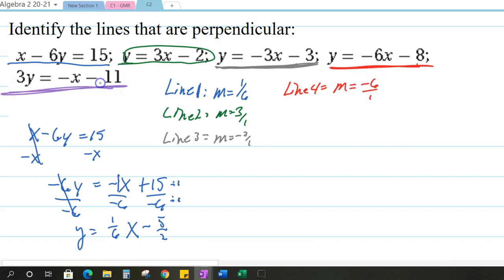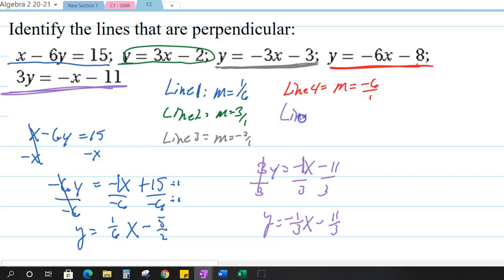And for line 5 over here in purple, again, it's not in slope-intercept form, so we'll have to do a little bit of math. 3y is equal to negative x minus 11, so I'm going to have to divide both sides by 3. That gives you y is equal to, and the coefficient is an invisible 1, so you'd say negative 1/3 x minus 11/3. I just need the slope, which is negative 1/3.